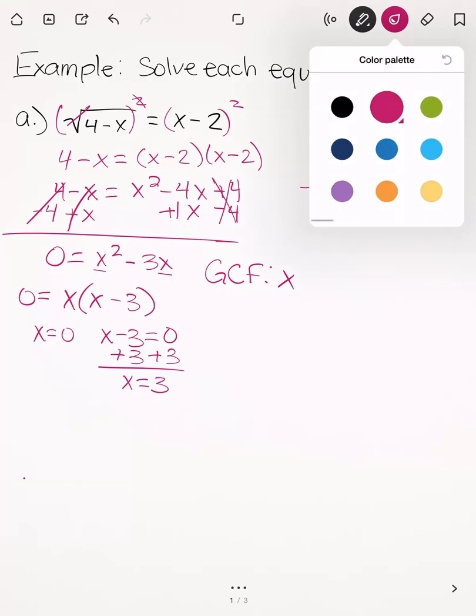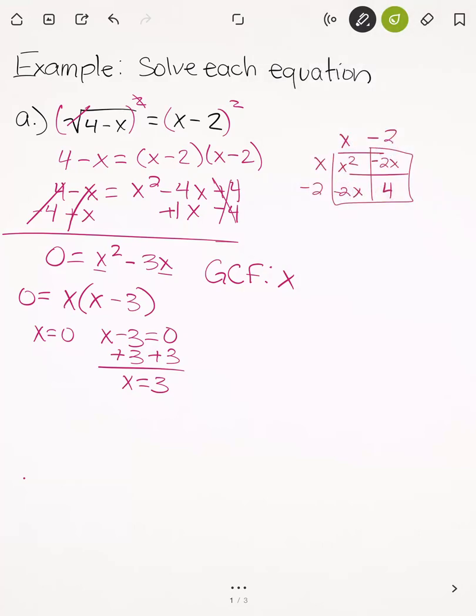Not only do I have to do it once, I have to do it twice because I got 2 answers for this question. So I'm going to plug in 0 for x, and then I'm going to do it a second time where I plug in 3 for x. You can only use one number at a time. So this is me checking for x equals 0. I have the square root of 4 minus 0 equal to 0 minus 2. 4 minus 0 is 4. 0 minus 2 is negative 2.